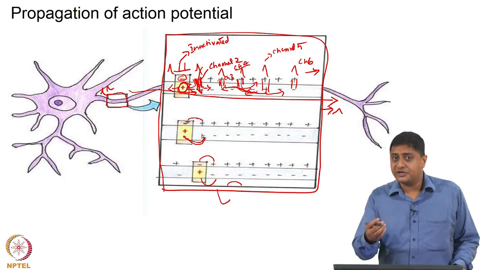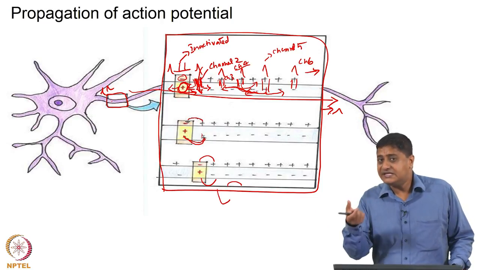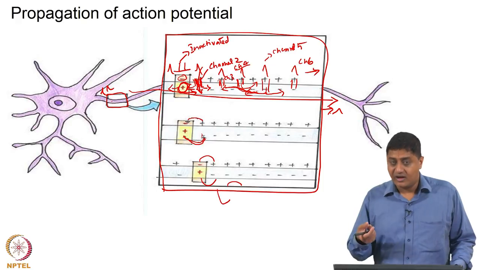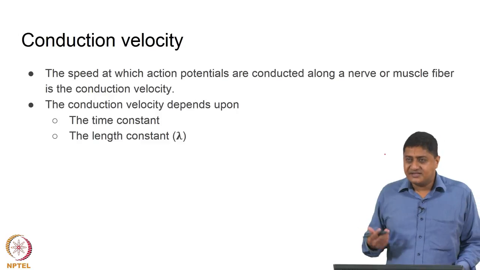Essentially, it is not action potential that is traveling, it is sodium that is traveling from one point to another. At each voltage gated sodium channel, you have a new action potential that is getting generated. Then the next point is about how fast can this travel.